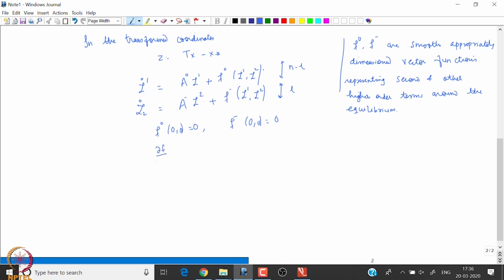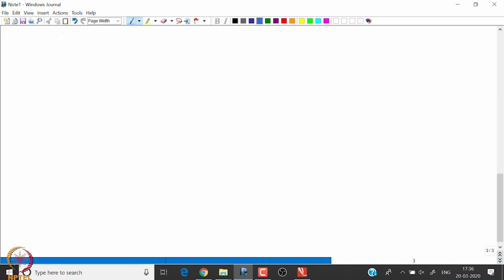dF naught by dZ1 equals 0, because we are computing the gradients also at the origin. Okay, now given this, first, okay, let us first write down what the center manifold theorem is.